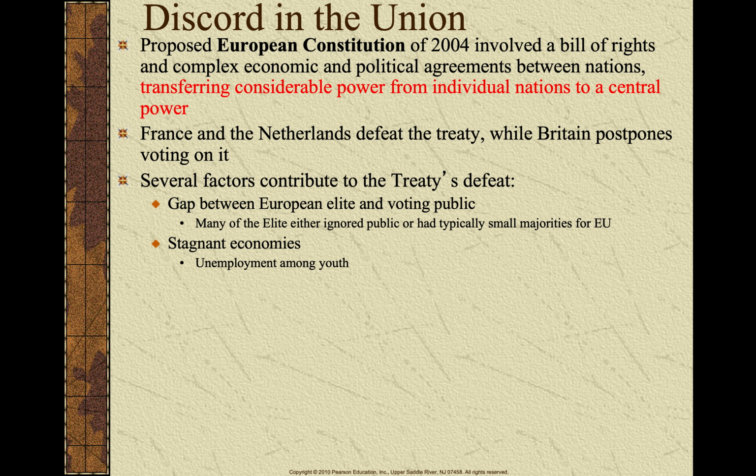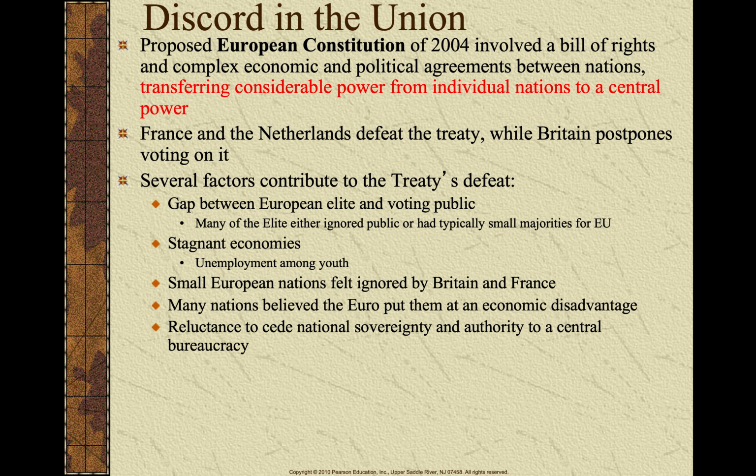Stagnant economies. There was a lot of unemployment among the youth, and people saw that transferring more power to a central kind of governing body might not work. Some of the smaller European countries felt that Britain and France and Germany and some of the larger European countries might dominate the EU, and therefore they would get left out and kind of ignored. Some nations believed that the euro put them at an economic disadvantage, in that they wanted to keep their own currency. And some countries do still have their own currency.